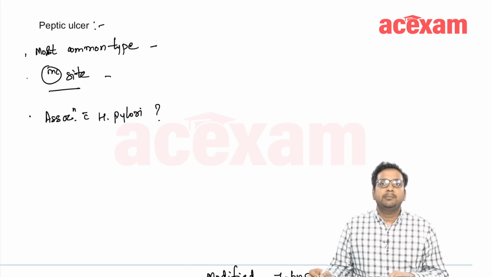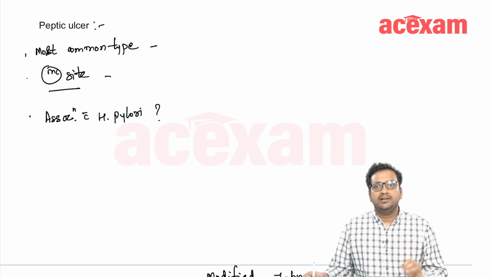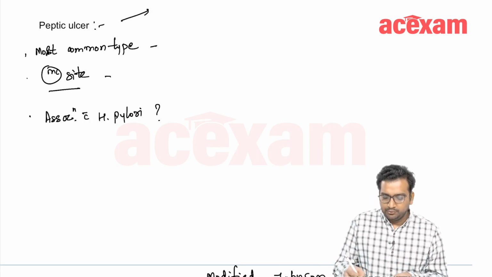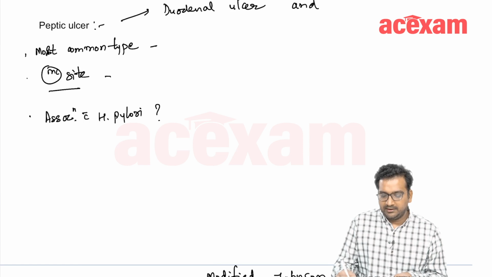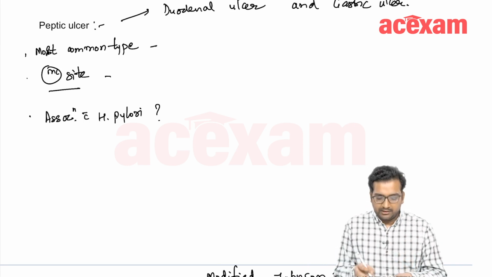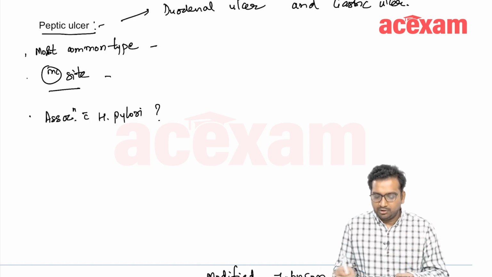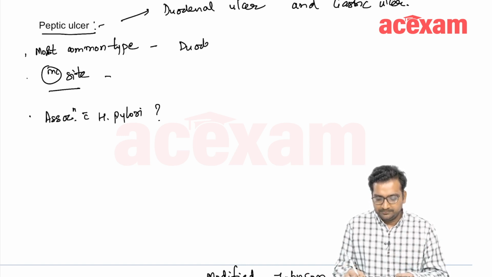The next topic is peptic ulcers. Okay, we all know that peptic ulcer is associated with H. pylori, and peptic ulcer is divided into two main types: duodenal ulcer and gastric ulcer. Okay, now some important points regarding the peptic ulcer. What is the most common type of peptic ulcer? So the most common type is duodenal.